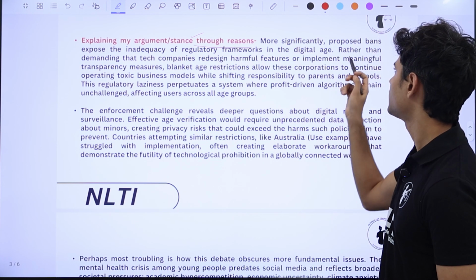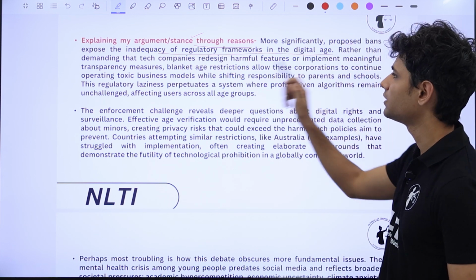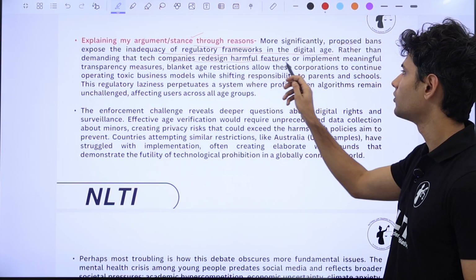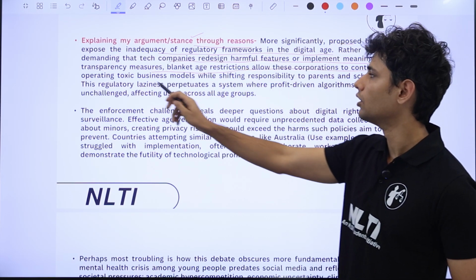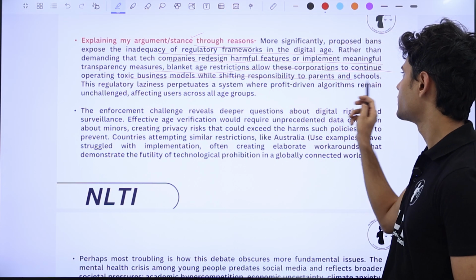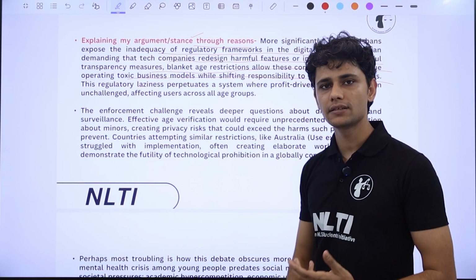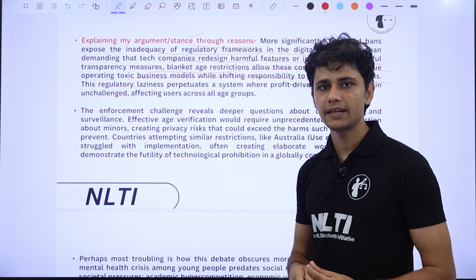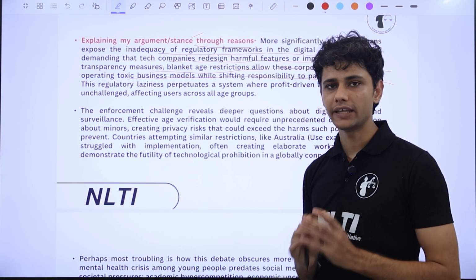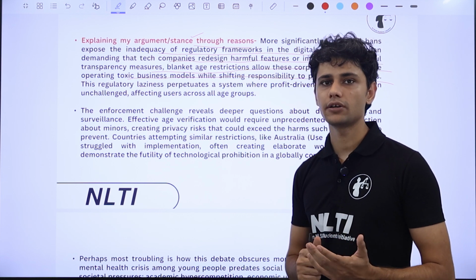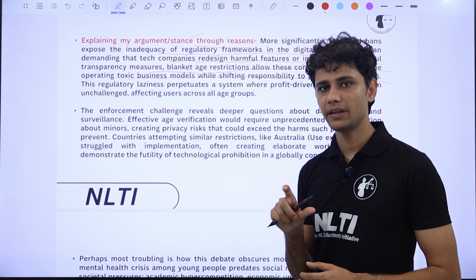So first reason here is that, more significantly, proposed bans expose the inadequacy of regulatory frameworks in the digital age rather than demanding tech companies redesign harmful features or implement meaningful transparency measures. Blanket age restrictions allow these corporations to continue operating toxic business models while shifting responsibility to parents and schools. Basically, this argument critiques the very idea of a ban. It says that instead of putting a blanket ban, one must look at more tailored solutions, which are regulating the use of social media, and looking at how the toxic content present on the social media apps or algorithms can be reduced or restricted.